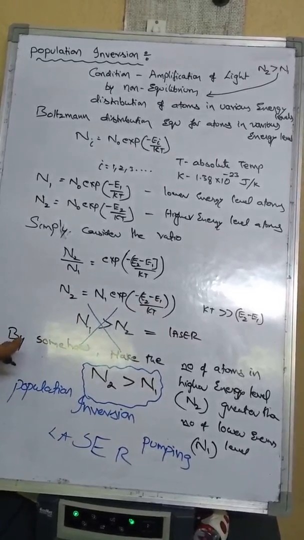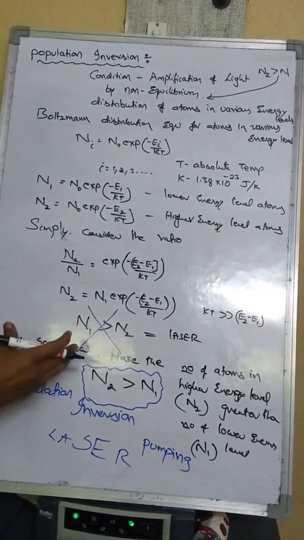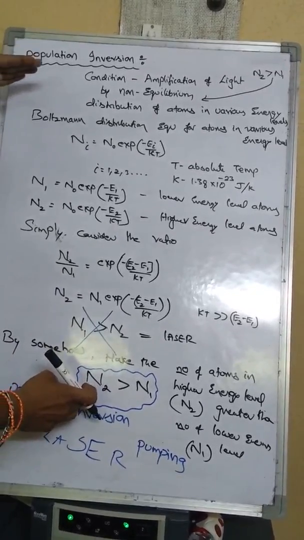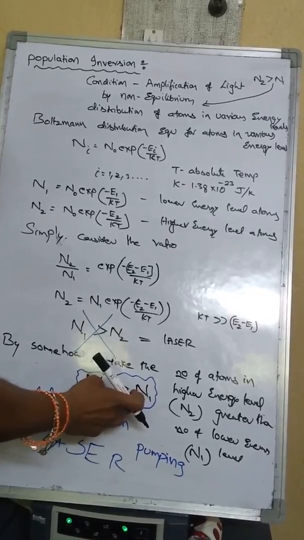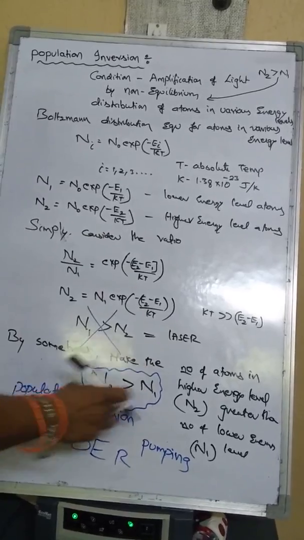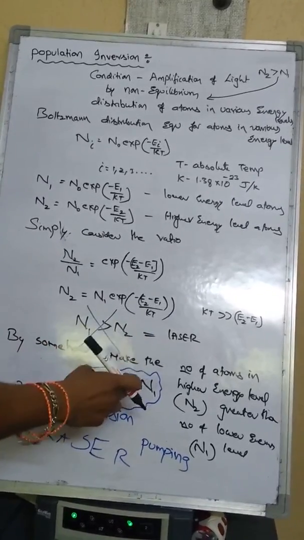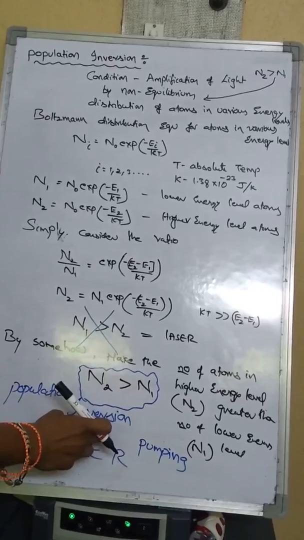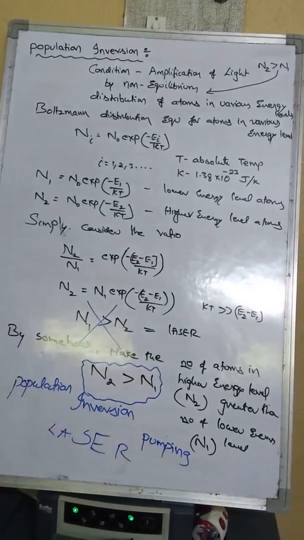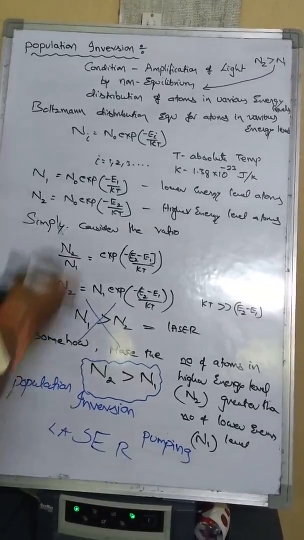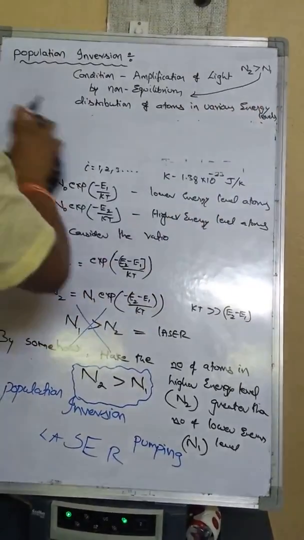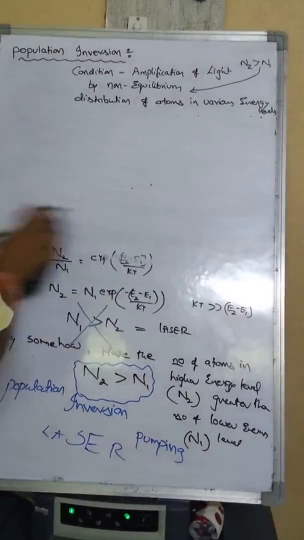So Albert Einstein proposed that you do some mechanism by which you make N2, the number of atoms in the higher energy level, larger than N1. Making the condition inverted, opposite, or vice versa is known as population inversion. And this population inversion can be attained by a process named pumping, which we will look at right now. So now I will try to draw the diagram.